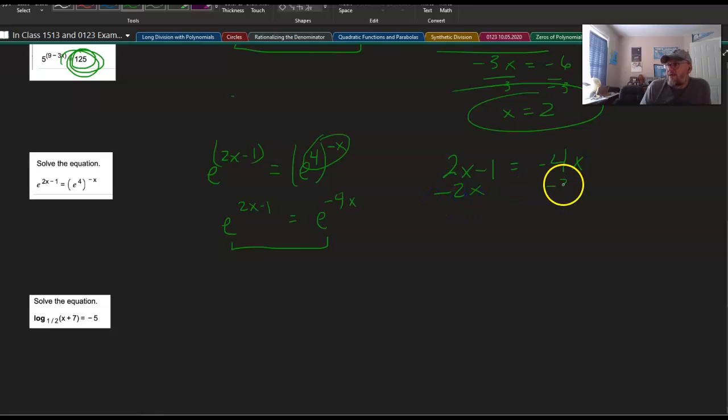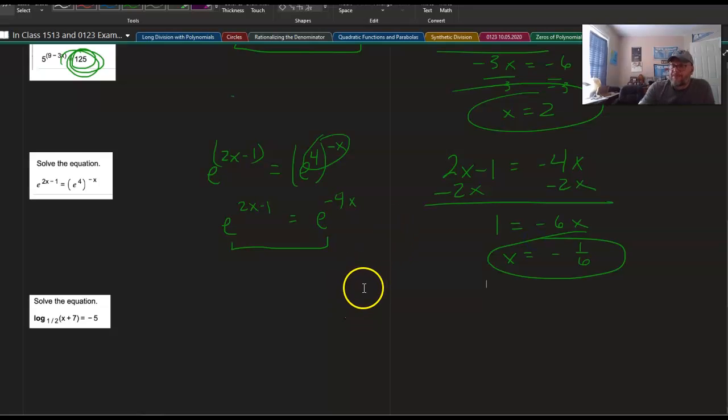So let's subtract the 2x across. I got 1 equals a negative 6x. And so then if I divide both sides by a negative 6, my x value is going to be a negative 1/6. All right.